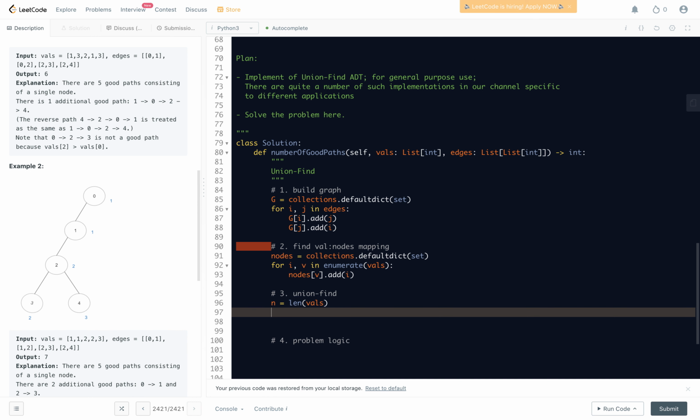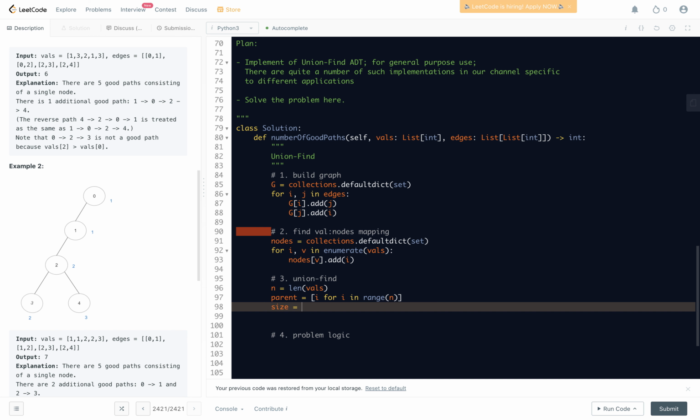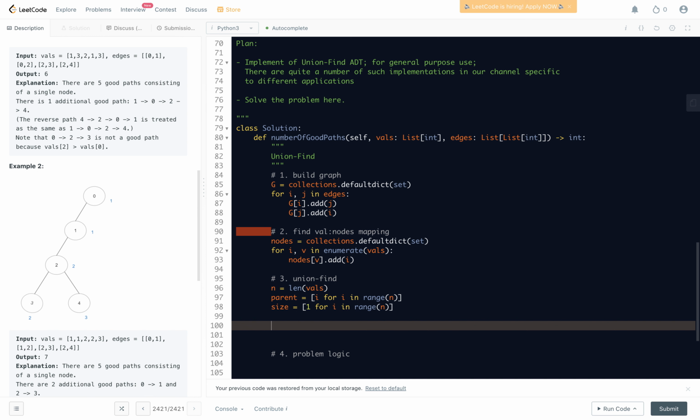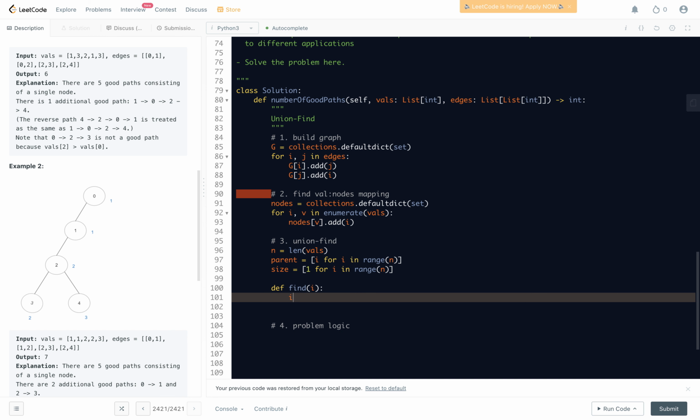The third part will be the implementation of union find, which is very straightforward. First, I'm going to track the length of the values so that we know how many nodes we have. Then we're going to initialize two lists. Actually, we can use a dictionary, but let me use a list here: parent is i for i in range m. And also we want to use a rank, which here will be the size. Initially it's 1 for i in range m. This finishes the preparation.